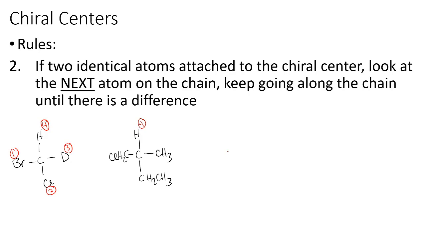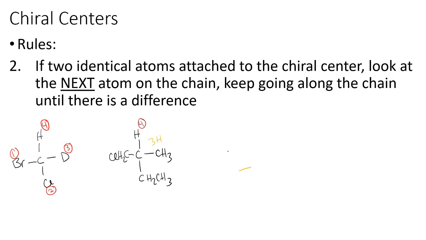Now I have to determine all the rest of my priorities. But you'll notice that all the rest of them are carbon attachments. I have a CH2Cl, a CH2CH3, and a CH3. So that means I have to walk out one more atom on each of those branches until I find a difference. So if we look at the CH3, it is connected to 3 hydrogen atoms.